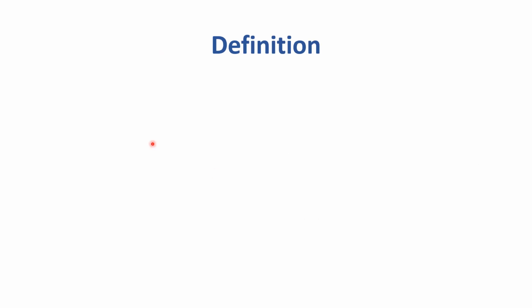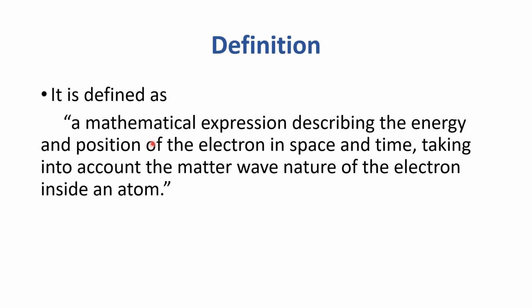So Schrodinger wave equation is defined as a mathematical expression describing the energy and position of the electron in space and time, taking into account the matter wave nature of the electron inside the atom. And the equation is Hψ = Eψ.